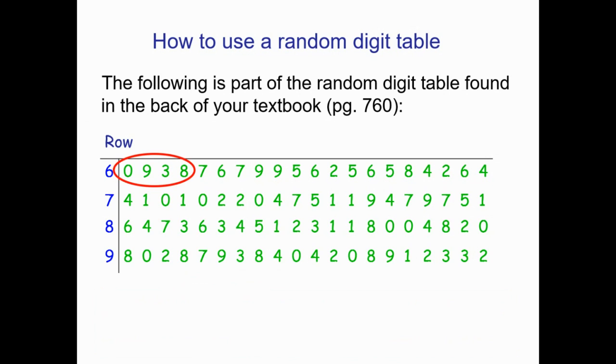So let's look at that first number. 0938. Is that between 1 and 2,000? Yes. So we want to keep that number. Let's circle it. If we say yes, keep, then circle it. Then we look at the next group, 7679. Don't circle this one yet. Would we keep that one? No, it's bigger than 2,000, so we cross it out.